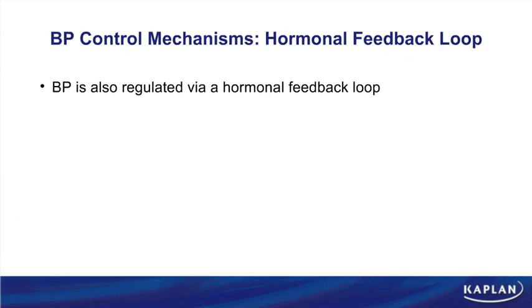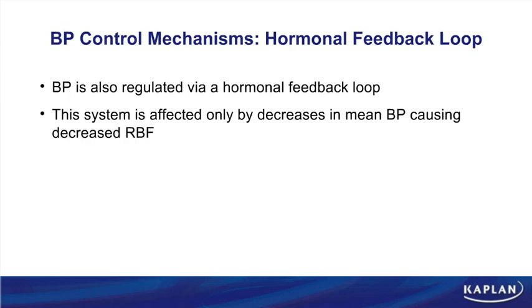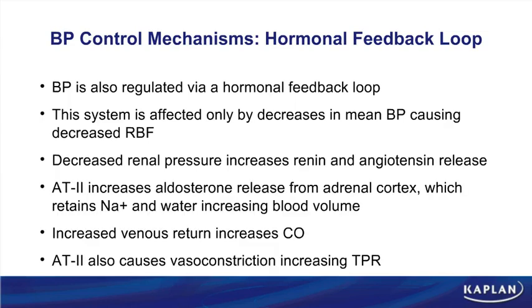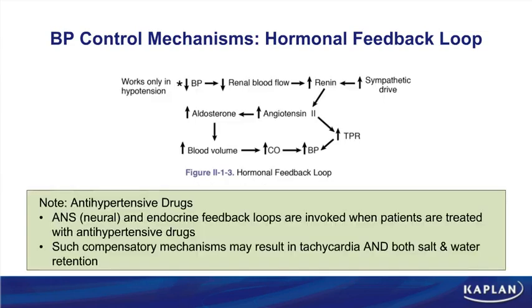When we consider blood pressure control mechanisms, there's a thing called a hormonal feedback loop. And this happens when you get a decrease in mean blood pressure, leading to a decrease in renal blood flow. That decreased renal blood flow is going to activate the release of renin and activate the renin-angiotensin-aldosterone system. And this is illustrated very nicely in the following diagram. If you'll notice from this figure, it only works in hypotension, a drop in blood pressure, decreasing renal blood flow, causing renin release, activating the renin-angiotensin-aldosterone system.